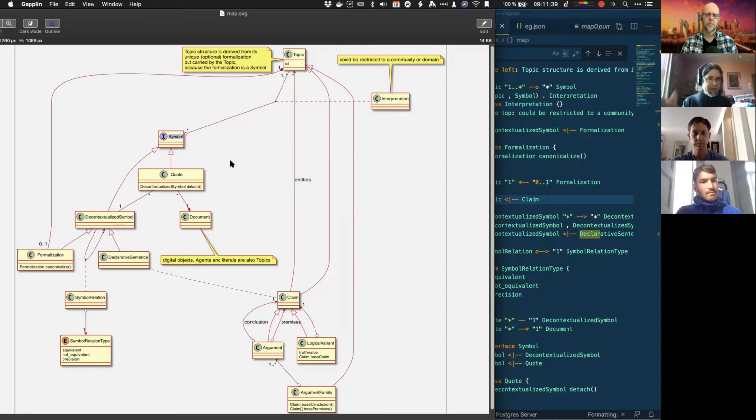So symbol is really an abstraction. Why do I need the abstraction between quote and decontextualized symbol? It's because the link between symbol and topic can apply to either. I may want to say this sentence abstractly can be interpreted as this, or this phrase in this context can be interpreted as this, which would be more restricted always. Yeah, so this is one of the fundamental points of contention.